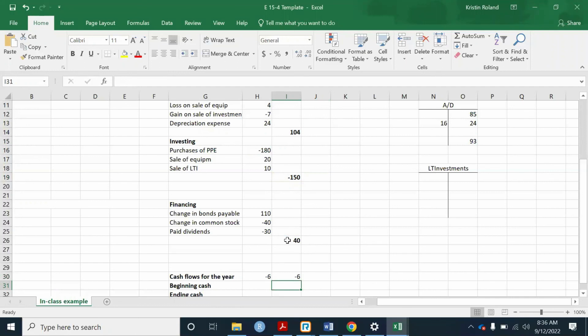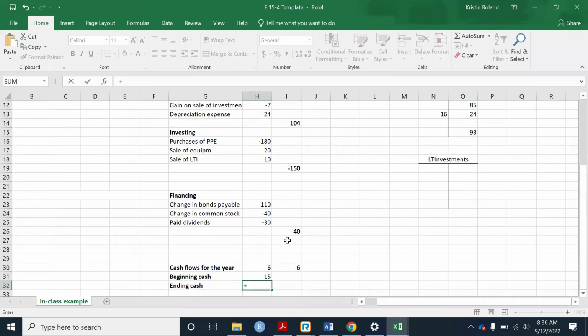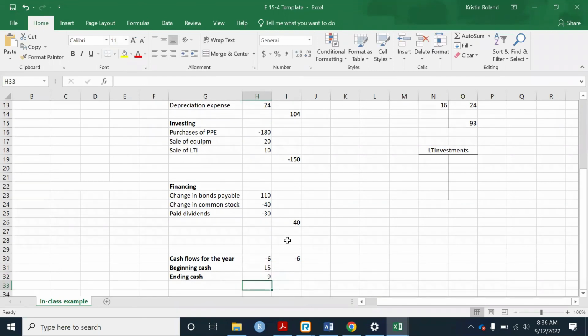Okay, so then what do we do now? We're almost done. What goes down there at the bottom? What was my beginning cash? 15, right? It's right there on the balance sheet. And if I've done everything right, obviously, we should end up with the 9, right? If we add the -6 cash flows plus the 15, we should end up with 9.